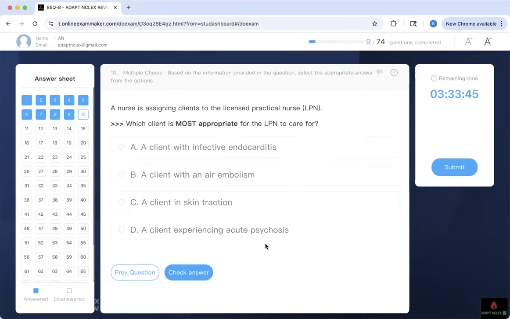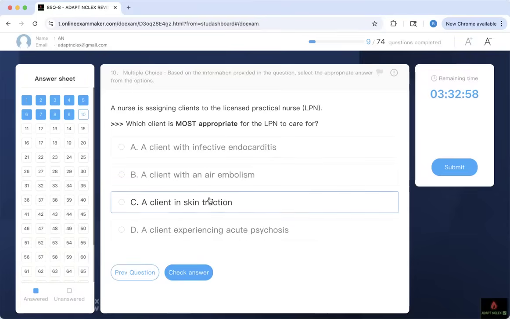Which client is most appropriate for the LPN to care for? Same strategy. Don't make it difficult. The nurse is assigning a client to the LPN. A client with infective endocarditis. You want to give them somebody who is stable, with a predictable outcome. That's all. Infective endocarditis, safe for LPN. Client with air embolism, safe for LPN. Client in skin traction. Client experiencing acute psychosis. Delegation 101, adapt and close way. Which one? You pick your answer choice. If you are the RN, which one will you give to the LPN?